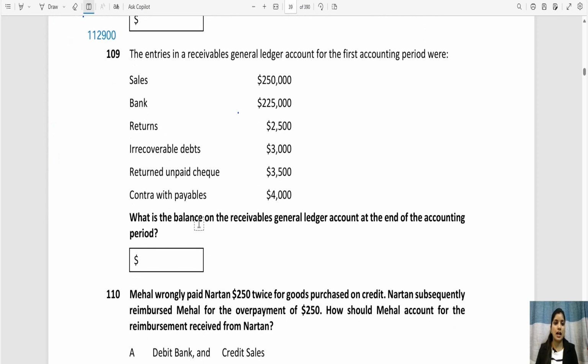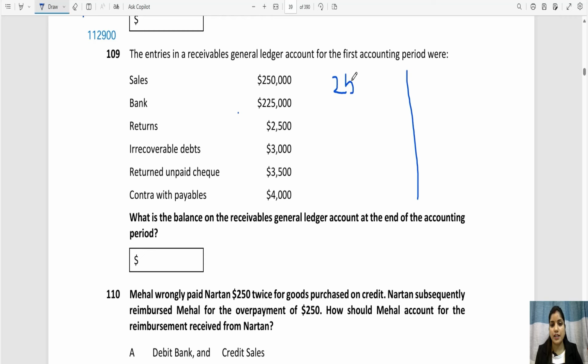That's question number 109. What is the balance on the receivable general ledger account at the end of the accounting period? Okay, so again they are asking for the closing balance of the receivable ledger. So what are the items they have given to us? Sales. As they are talking about the receivable ledger, we will assume this is for credit sales, right? So if we are selling goods on credit, that means we need to get something from our customer in return, but the customer has not paid yet. So again it will increase our receivable balance. That means it should be posted on the debit side.